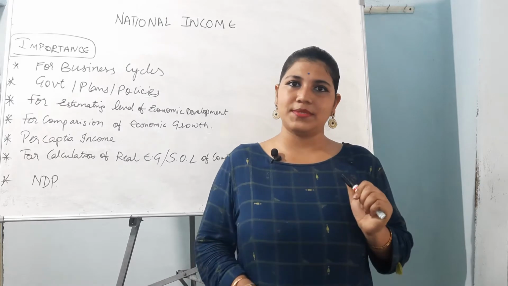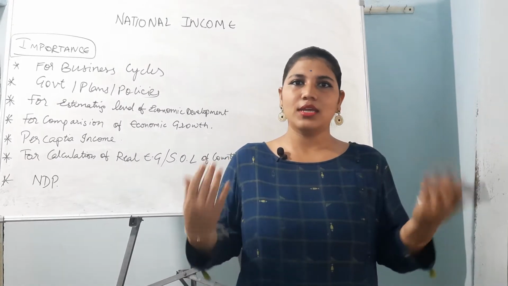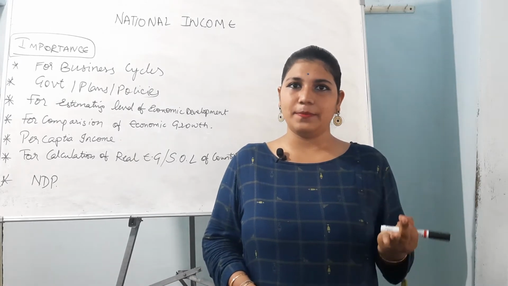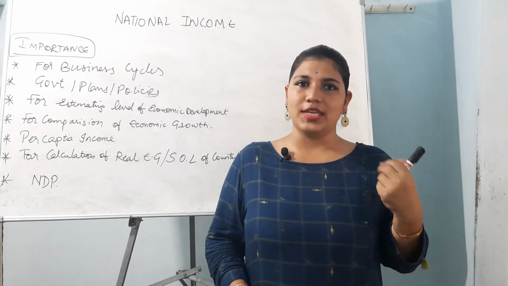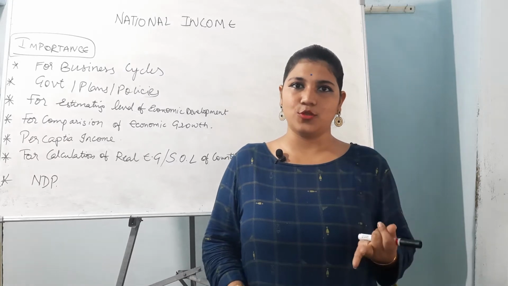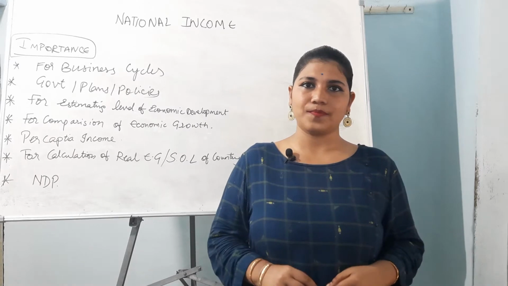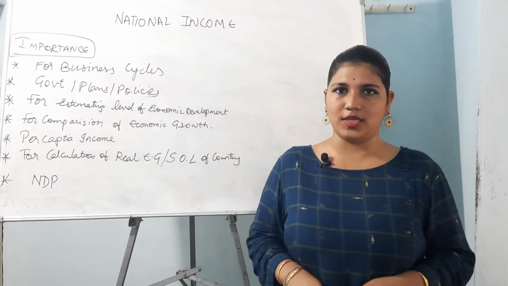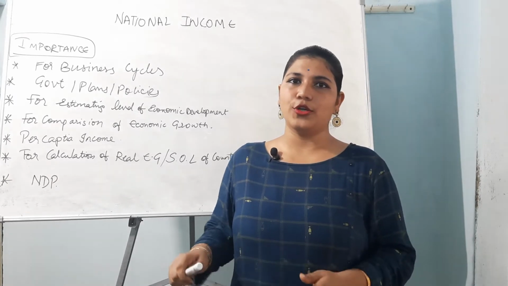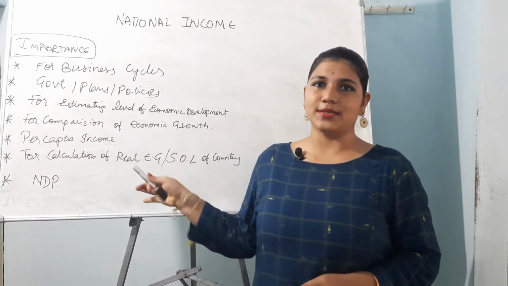What are those concepts? Just tell randomly, it need not be in order. These are all our concepts: NNP, NDP, GNP, GDP, real and nominal national income, per capita income, disposable income, at market price, factor cost, etc. These are all things we have seen yesterday. Yes? Clear? Now we are going further into this topic, that is national income and its importance.